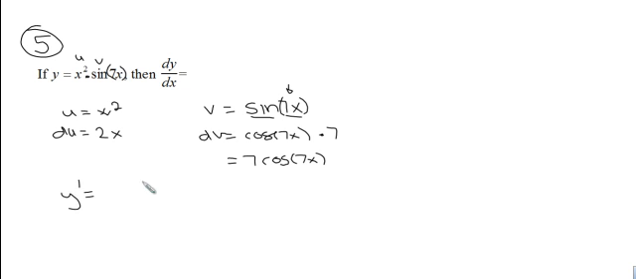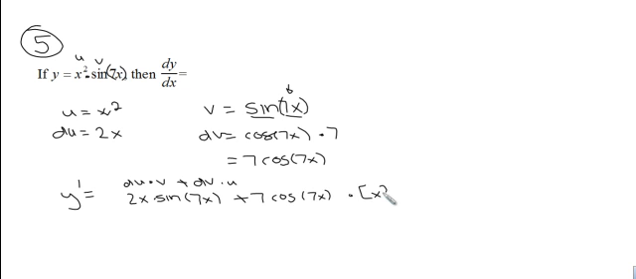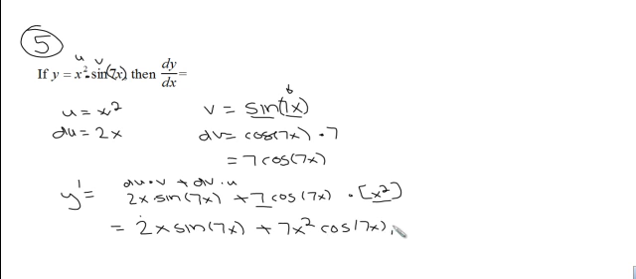So my derivative would be the derivative of u times v plus the derivative of v times u. So we're going to have 2x times sine of 7x plus 7 cosine of 7x times x squared. So my derivative is 2x sine of 7x plus, we're going to multiply the 7 times x squared, cosine of 7x.